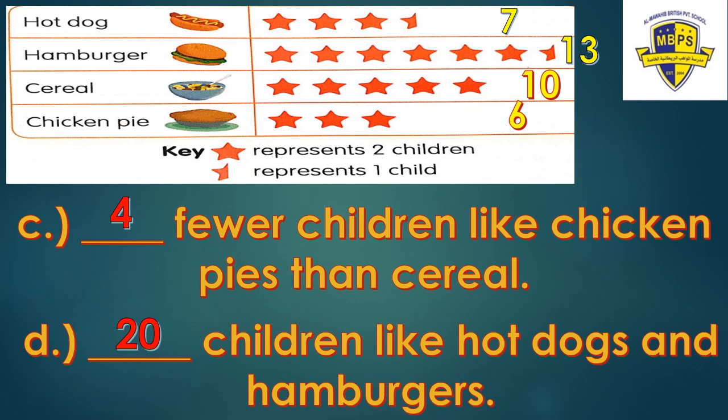Now when we say all together, what do we have to do? Very good. We need to add, we need to plus, we need to find the total, we need to count on. So 13 plus 7 gives us how much? Excellent. 13 plus 7 is equal to 20. So 20 children like hot dogs and hamburgers. Very good, children.